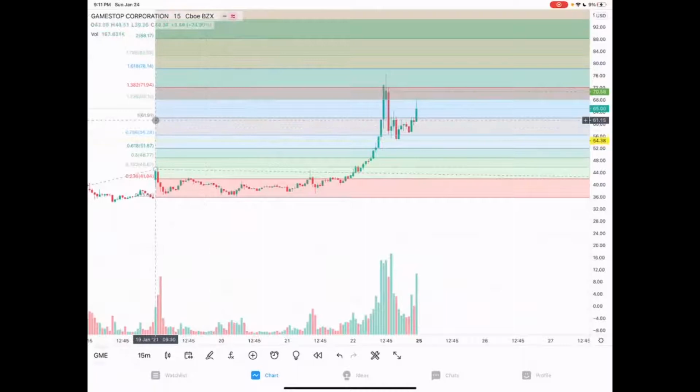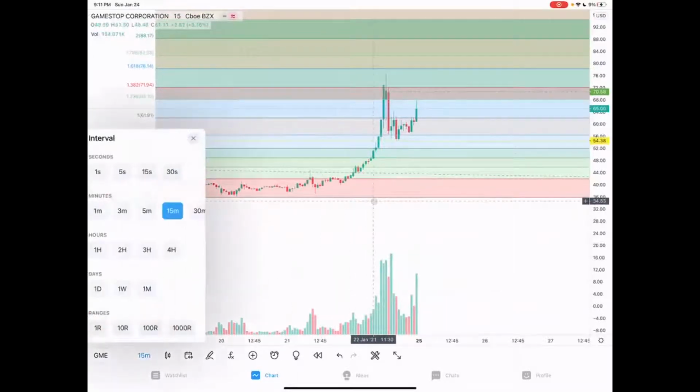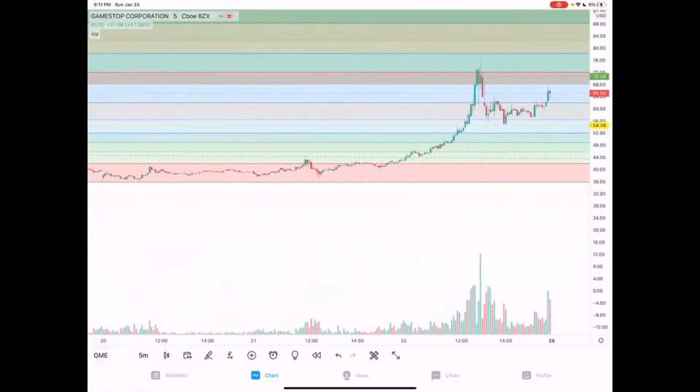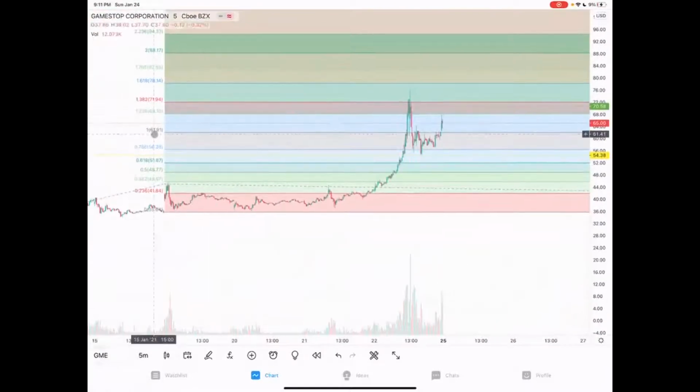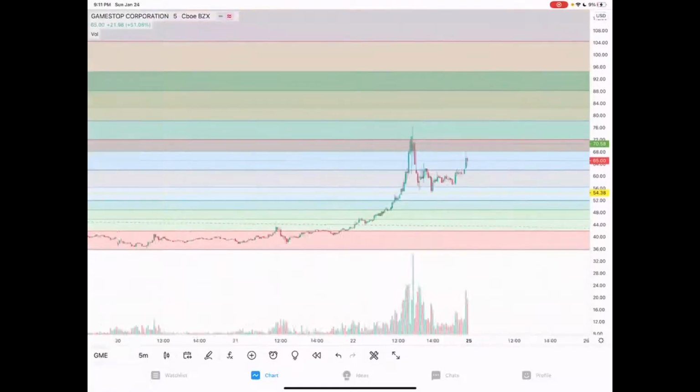We spent a good deal of time between these two lines, and we had some nice consolidation right at that 100% level in the Fibonacci, right? So this is like the first Fibonacci cycle, and that's where we have the most consolidation.